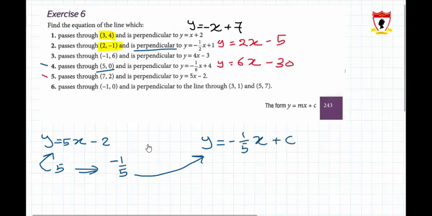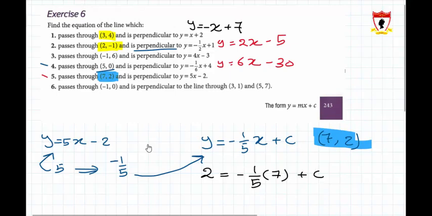To work out the value of c, we will substitute these two numbers in place of x and y as it's given in the question. 7 in place of x and 2 in place of y. 2 is equal to negative 1 over 5 times 7 plus c. Whenever you multiply a number by a fraction, you just multiply it with the top, or you can do these calculations with a calculator as it's allowed in IGCSE papers. Then we have negative 7 over 5. When it goes to the other side it will be positive. 2 plus 7 over 5 is equal to c.